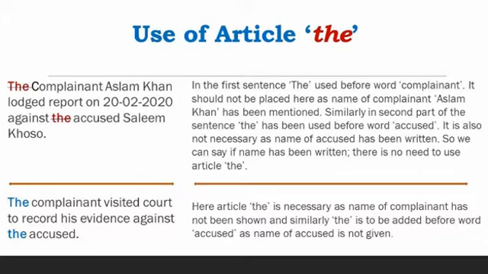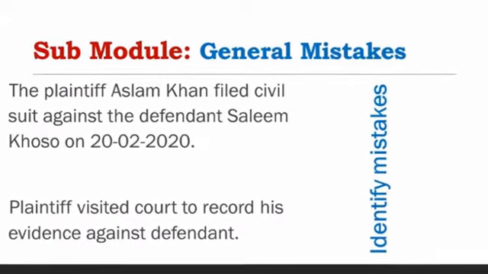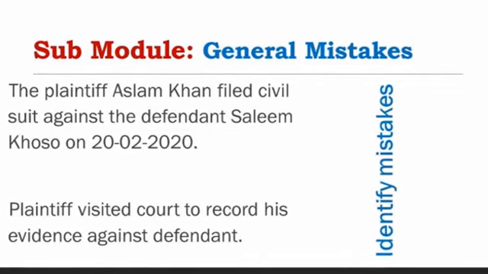Now see the second sentence. Here the article the is necessary as the name of the complainant has not been shown, and similarly the is to be added before the word accused as the name of the accused is not given. Please read these sentences carefully and identify the mistake, if any.